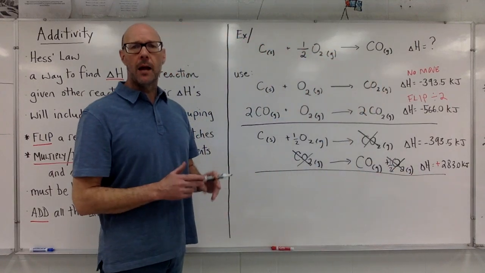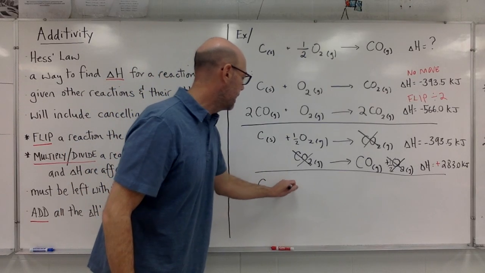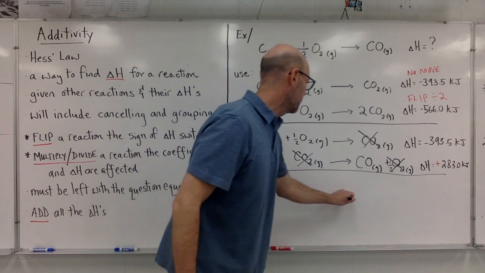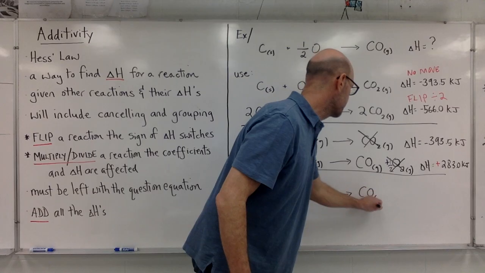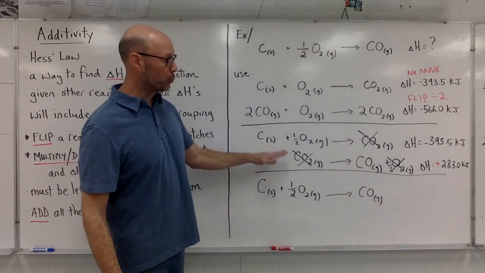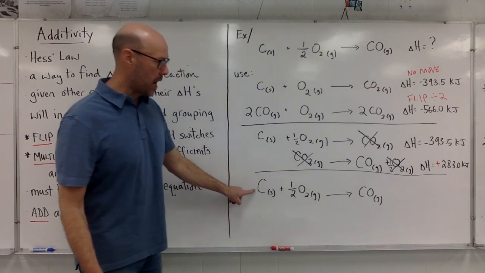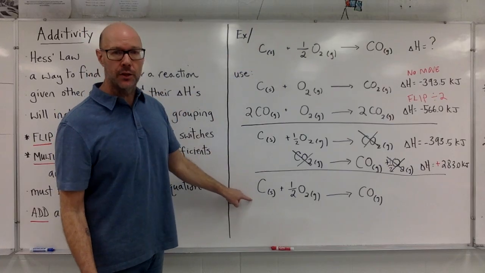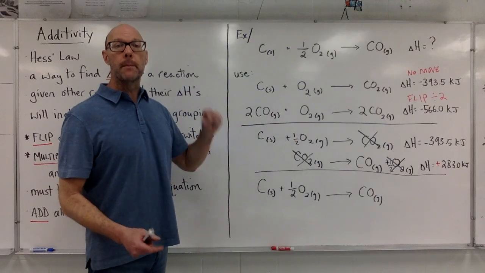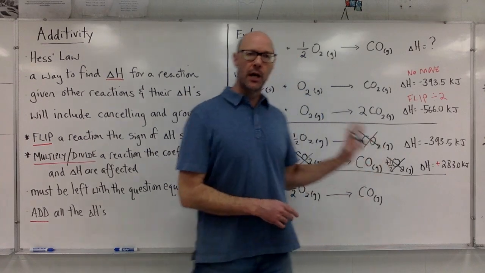I'm just taking my time to rewrite what's left. Carbon solid and half an O2 gas makes carbon monoxide gas. I just took my time. Again, I took my time. I rewrote all of the chemicals that didn't cancel out. And what was left behind was exactly the question equation. When we do our canceling and grouping, we must be left with the question equation. And good news, this one worked out.